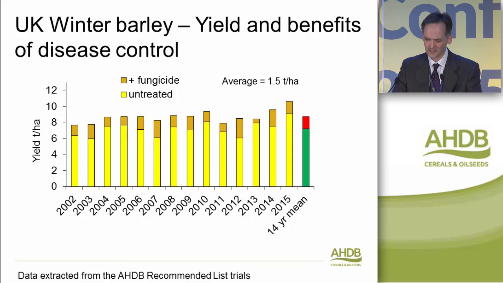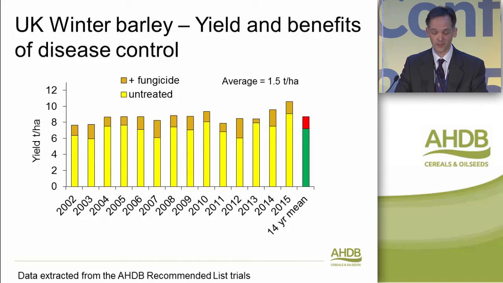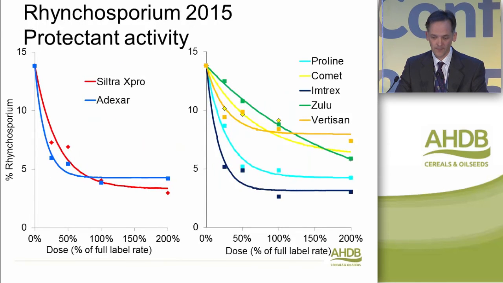Phenomenal yield for barley. On average, we tend to see about 1.5 tonne yield response from barley disease control, and that's almost exactly what we saw in 2015, very close to what we call a normal season for disease. On Rhynchosporium, we had 3 sites on Rhynchosporium in 2015.